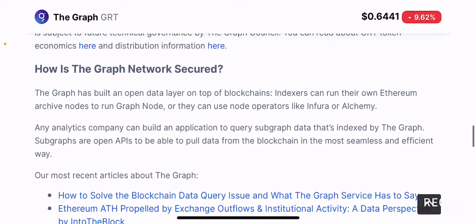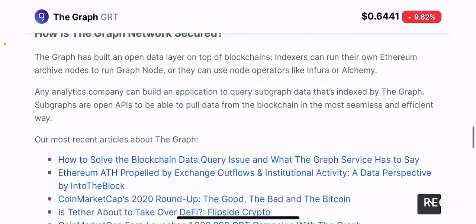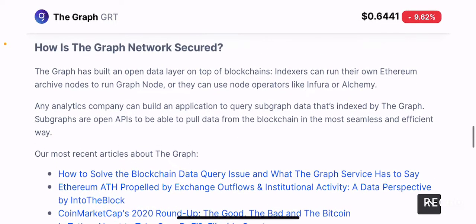So we can also discuss the circulation, but if you see, they're basically talking about how the graph network is secured. The graph has built an open data layer on top of blockchains. Indexers can run their own Ethereum active nodes to run graph nodes, or they can use node operators like Infura or Alchemy. So again, if you want to become an indexer on the graph protocol, you can either do that by becoming your own node operator, or you can run nodes with node operators like Infura or Alchemy, right?